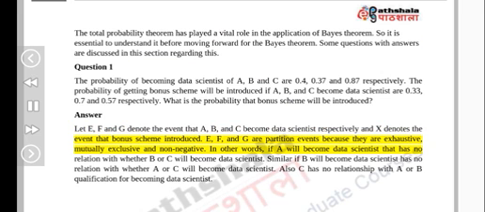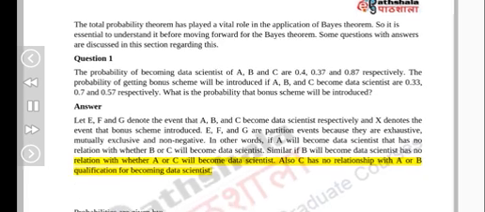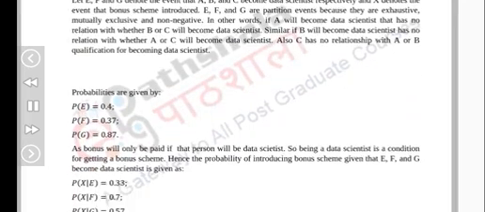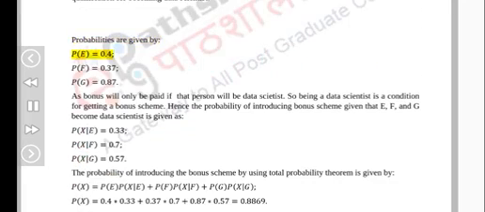E, F, and G are partition events because they are exhaustive, mutually exclusive, and non-negative. In other words, whether A will become a data scientist has no relation with whether B or C will become data scientists. Similarly, whether B will become a data scientist has no relation with whether A or C will. Also, C has no relationship with A or B's qualification for becoming a data scientist. Probabilities are given by P(E) equals 0.4, P(F) equals 0.37, P(G) equals 0.87.